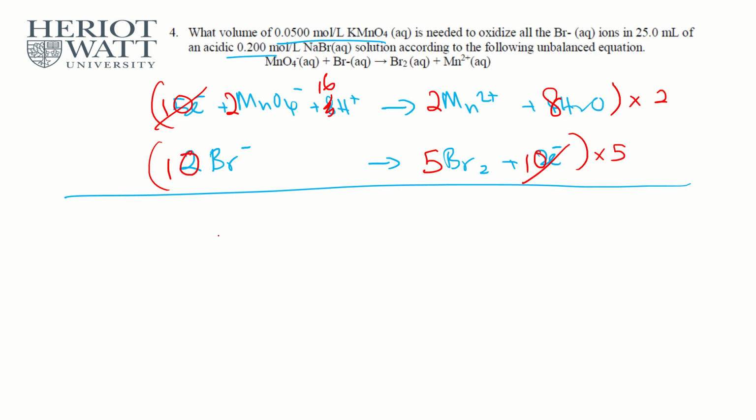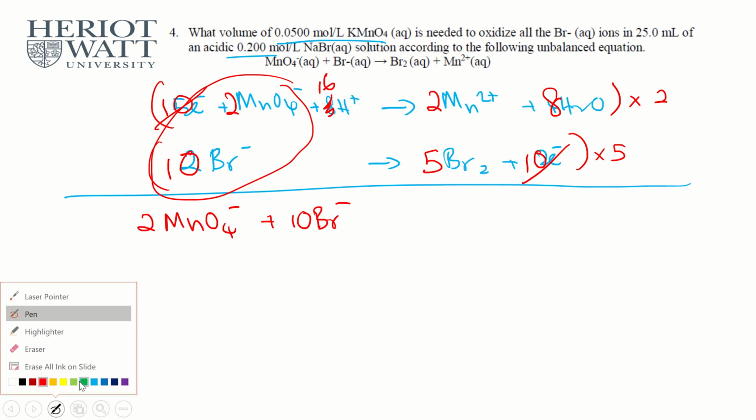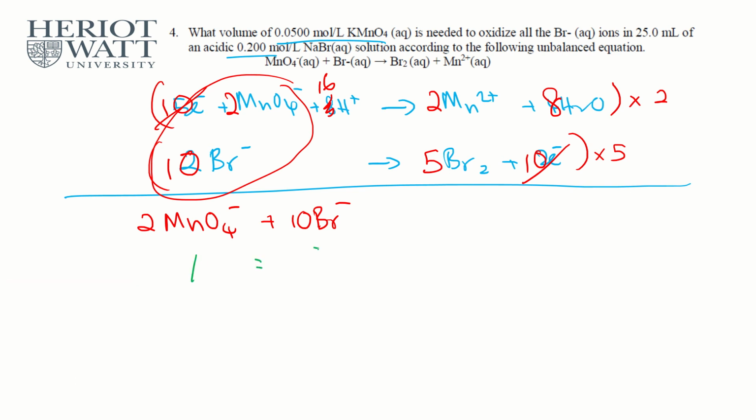So without writing out the overall equation, because they didn't ask about overall equation, they just want the ratio, right? So I can actually straight away compare, whatever on the left. So from here, I can see the ratio is 2 MnO4 minus with 10 bromide. See that? So the ratio is 2 to 10, which is 1 to 5. So once we got the ratio of these two, we can solve the questions. All right. So ratio is 1 to 5.